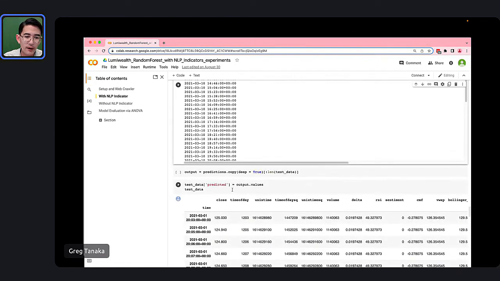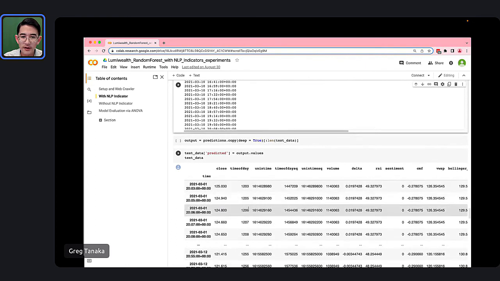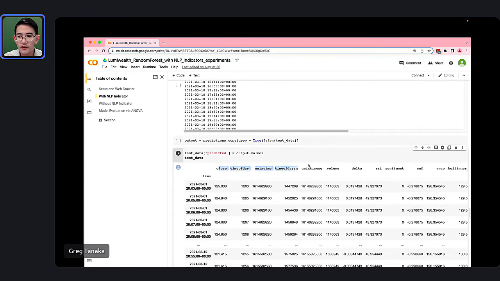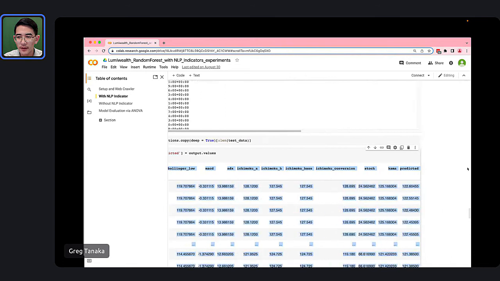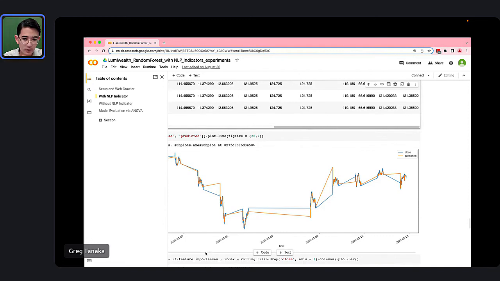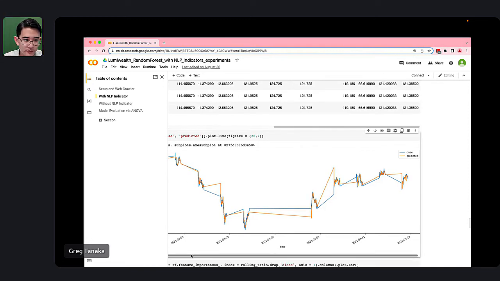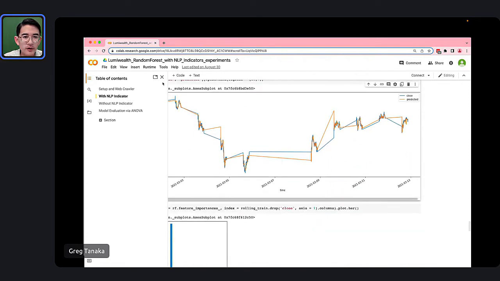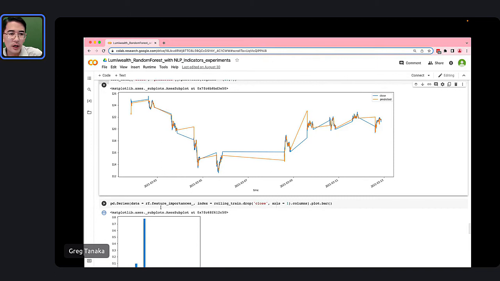And then to do the predictions, we look at the predicted outputs. So these are all the features we fed into the model, right? And then this is what the model predicted. And so down here, you can see the results. So let me close this off so it's a little bit bigger.